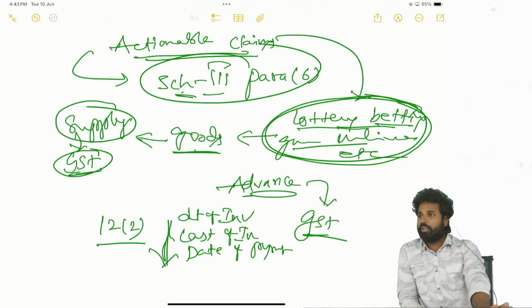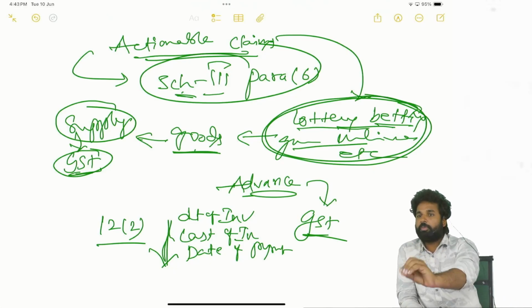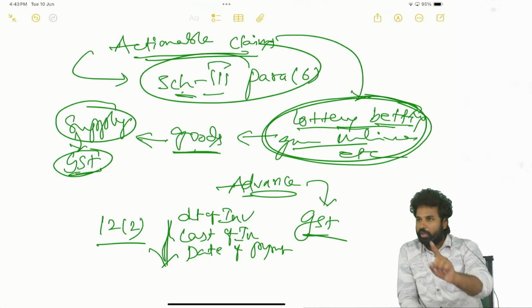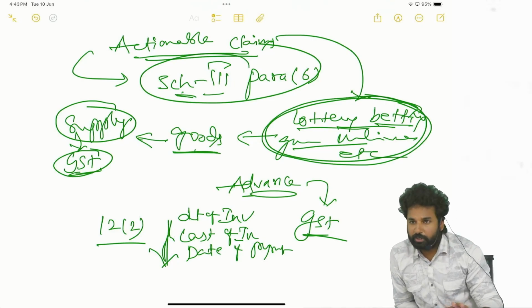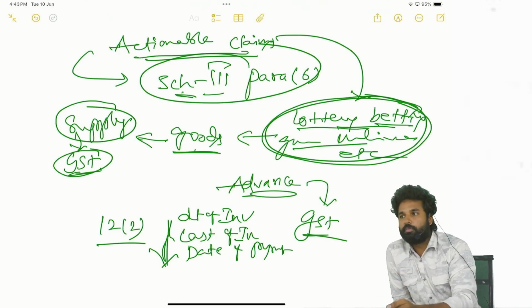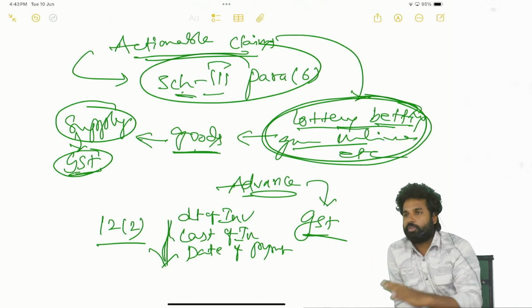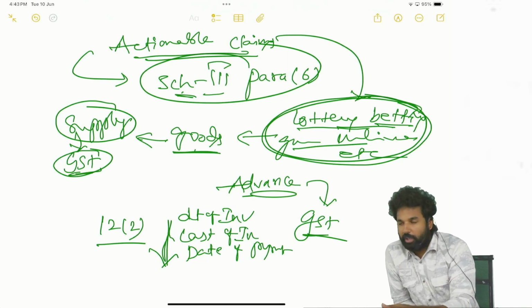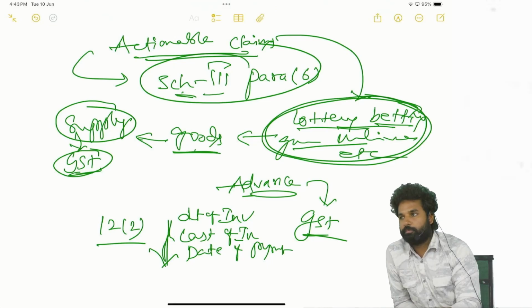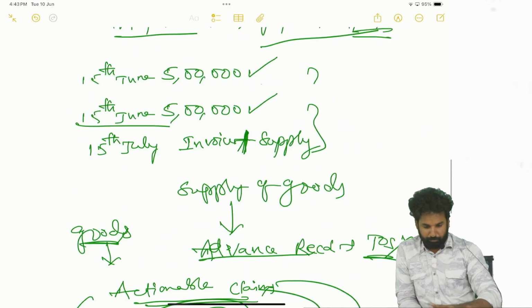Generally, other than specified actionable claims, what is the time of supply of goods under forward charge mechanism? Date of invoice or due date of invoice or last date of invoice as per section 31. Okay, under forward charge mechanism. You are getting it? So if you are receiving advance with respect to some supply of goods, on such advance there will not be any GST. Under forward charge mechanism, if you are collecting any advance, there will not be any GST. Okay, right?